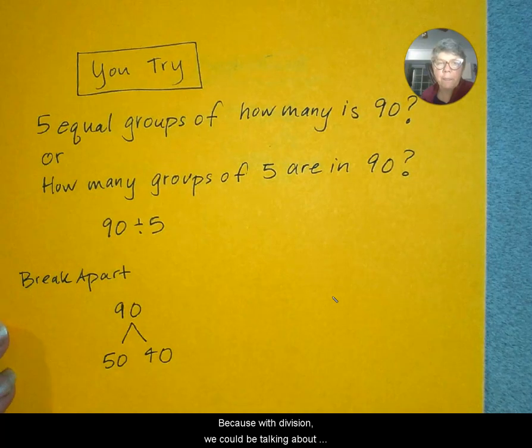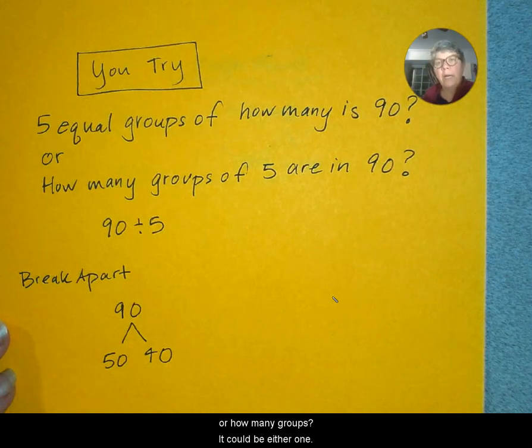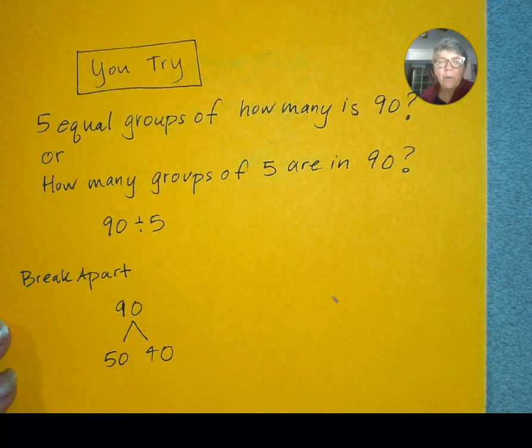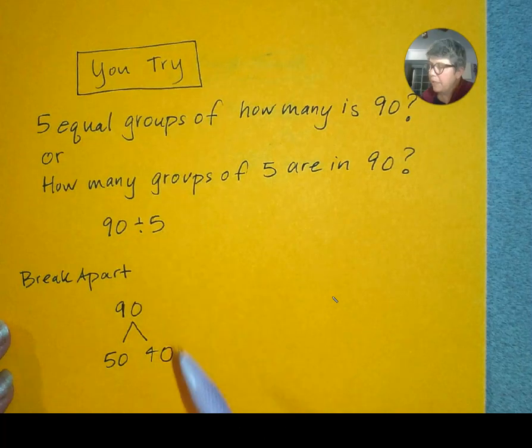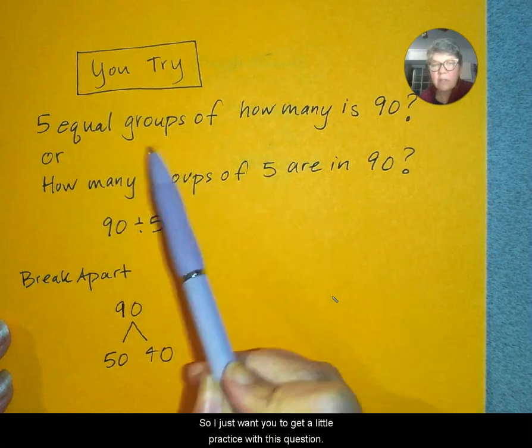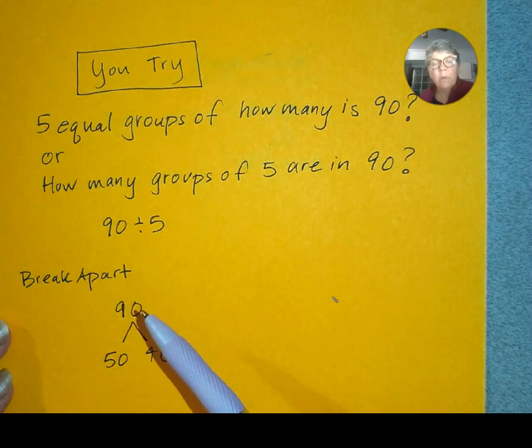Because with division, we could be talking about groups of 5, like 5 gummy bears in each group, or how many groups. It could be either one, but guess what? The answer's the same, okay? So 90 divided by 5 is what we're saying here. So I just want you to get a little practice with this question. 5 equal groups of how many is 90? Or how many groups of 5 are in 90?